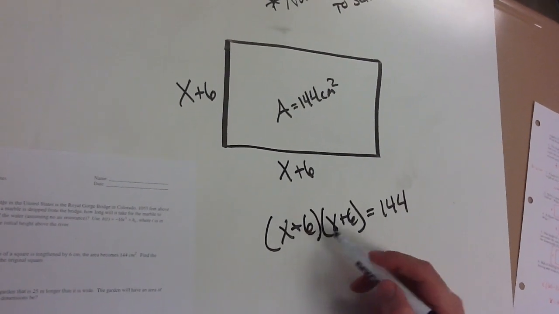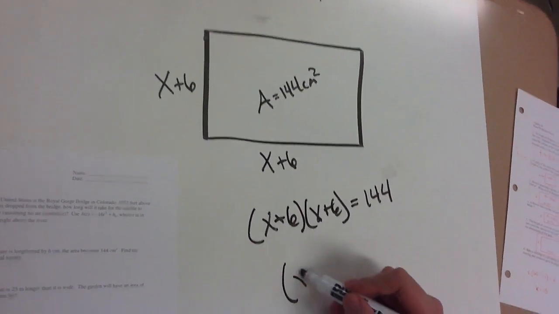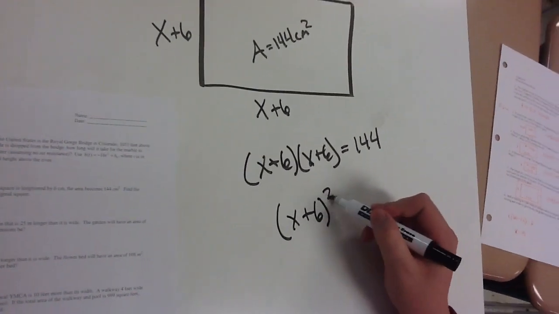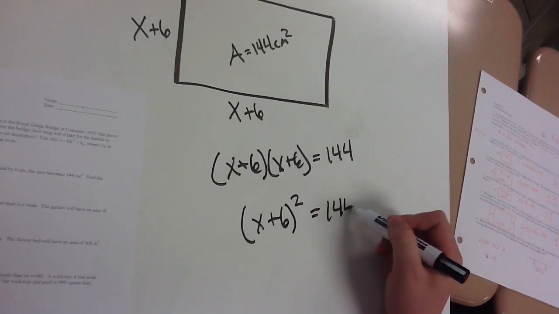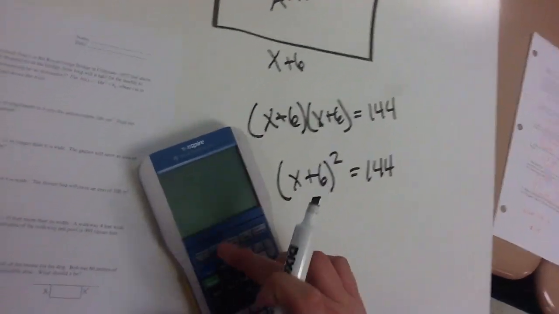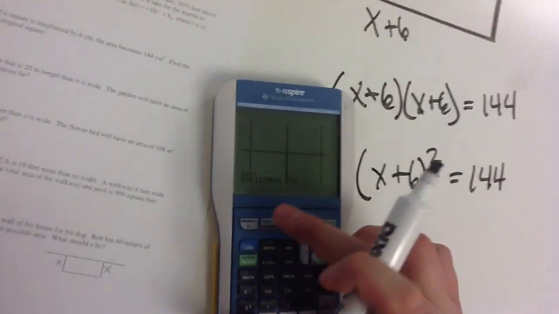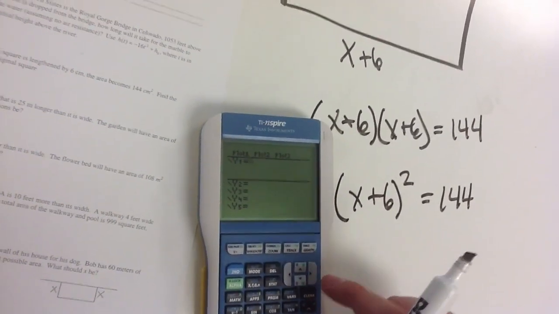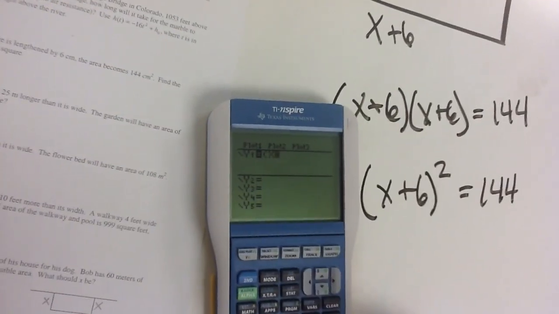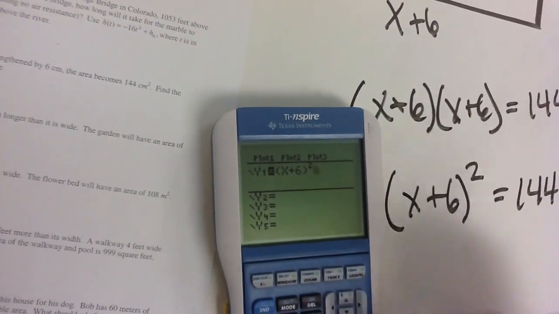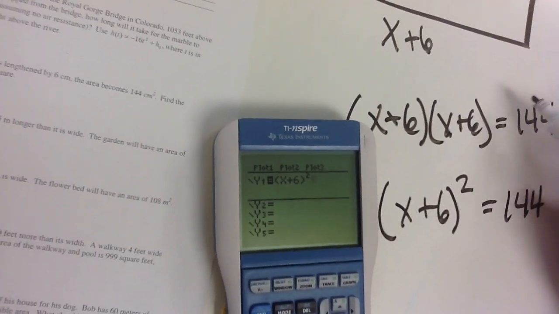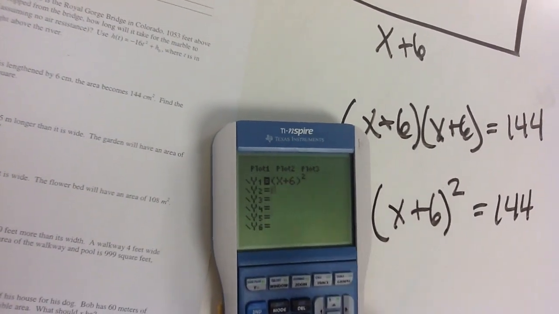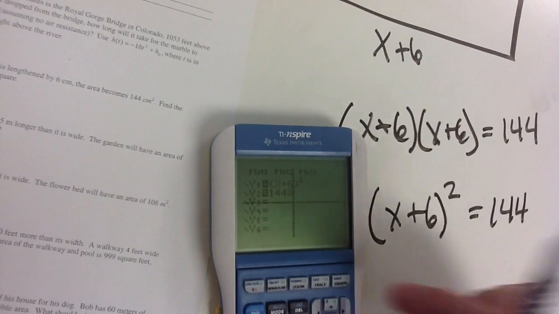I know if I have x plus 6 times x plus 6, this is going to be x plus 6 squared equals 144. I'm then going to take my calculator, turn it on, and clear out what I have here. I'm going to enter x plus 6 squared, and then graph the other side of it as well, the 144, and I'm going to see where these 2 lines intersect.